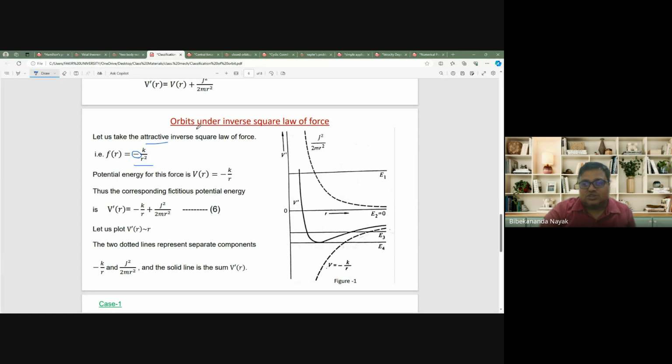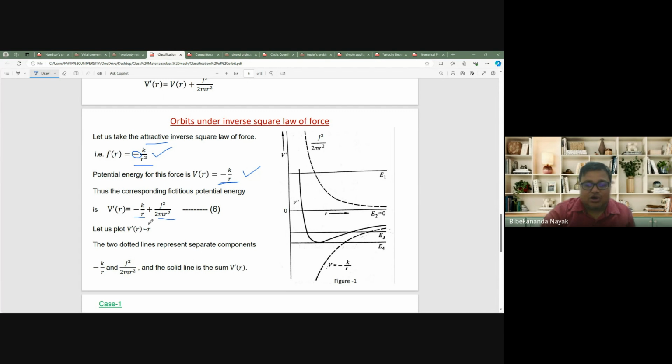So we have to check what happens to the orbit under inverse square law of force, like minus k by r square. If you calculate the potential by taking its integration, it will be minus k by r. So for the inverse square law, force is equal to minus k by r square, potential is minus k by r. The effective potential will be V(r) plus J square by 2mr square, which becomes minus k by r plus J square by 2mr square.